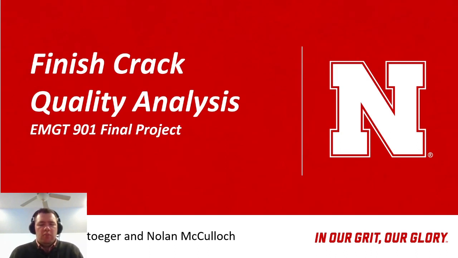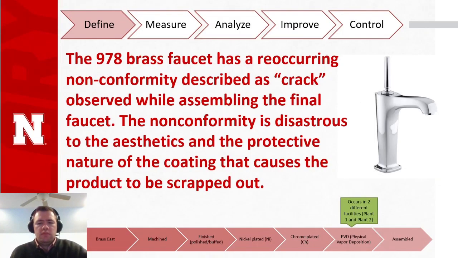And for our final project, we did a quality analysis on a finish crack investigation performed at Kate's work. So, to describe a little bit of the nonconformance: in the process of metal plating a brass faucet, a crack started occurring on the finish, and this was non-desirable and caused each sample that this occurred on to be scrapped. And so an investigation was opened to identify the root cause of this issue.